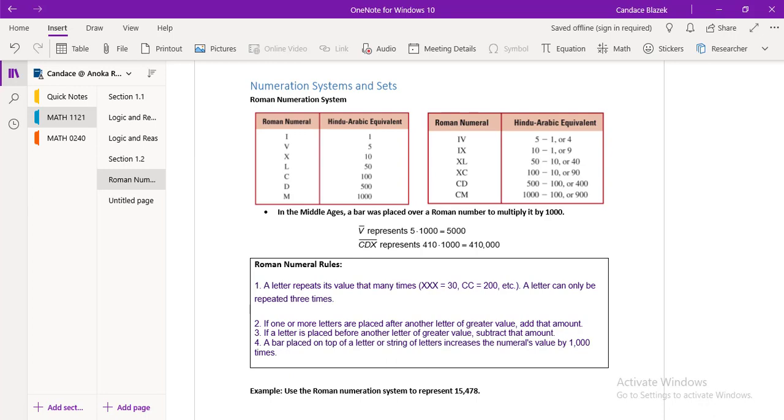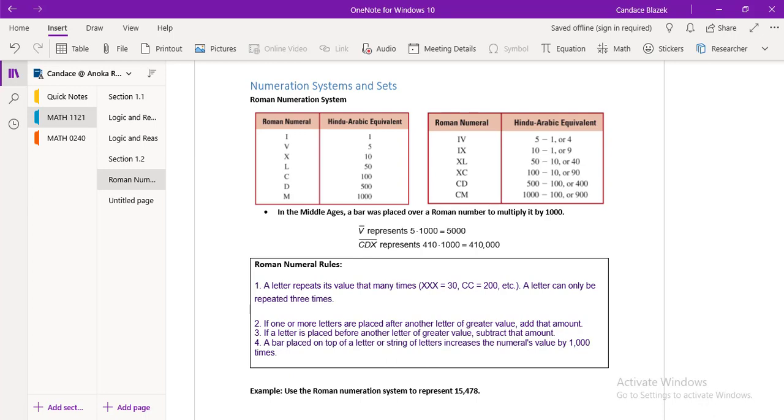Now, before we get to the other part, I want to show you this piece down here: the bar placed above any of the symbols multiplies it by 1000. So if we have this V, which represents 5, with a bar over it, it's 5 times 1000 or 5000. Similarly, we have this CDX. We'll talk about what CDX is a little more, but notice that it ends up being 410. We'll talk about why in a little bit. And then times 1000, we get 410,000.